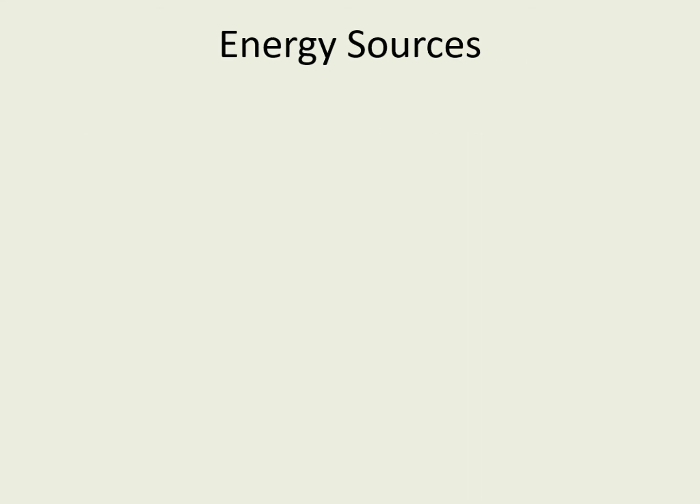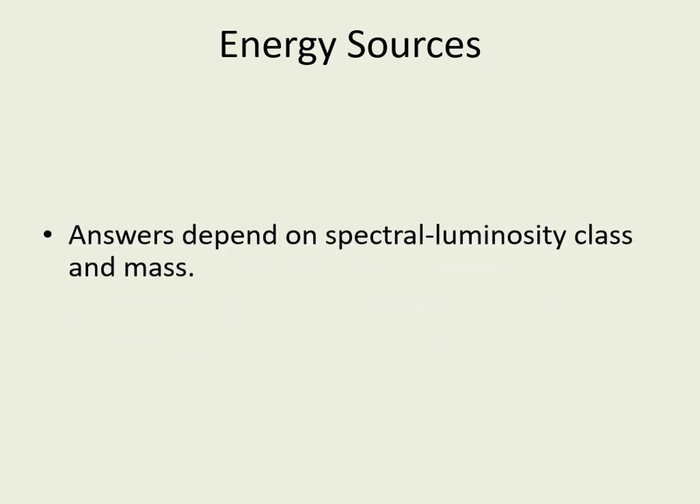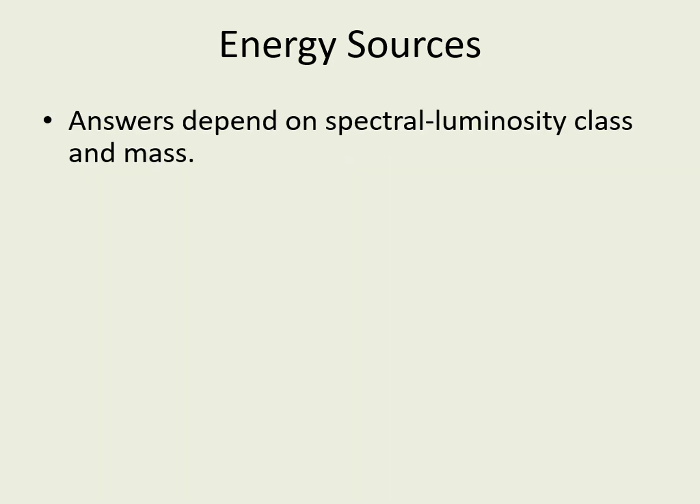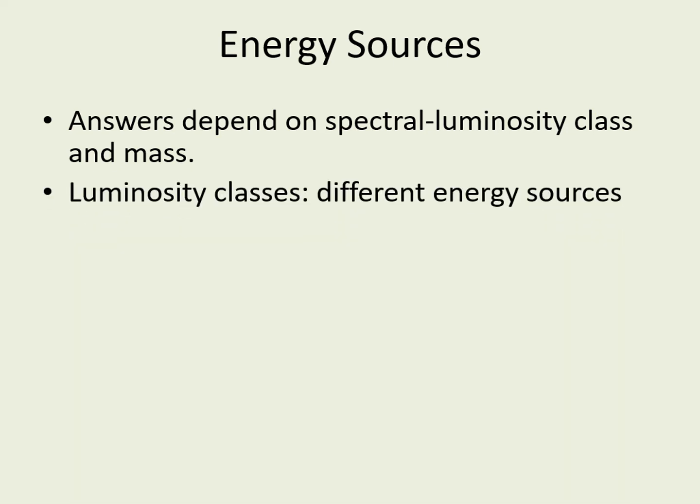There are two key pieces of information you need to use to answer this question: the star's spectral luminosity class and its mass. The spectral luminosity class tells us where the star currently is in its life. In particular, the luminosity class tells us what part of the HR diagram the star is in.